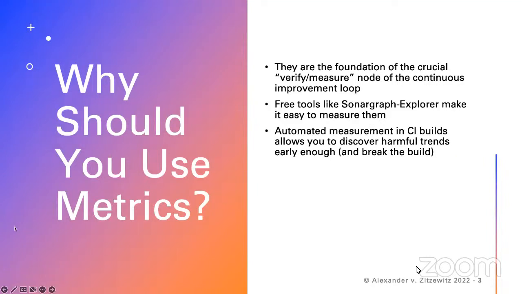So that's what we recommend, that you measure metrics and rules in your CI builds so that you are able to detect harmful trends early enough. And then, of course, as soon as you have metrics, you can use them to trigger events in your build. For example, if a metric goes under a certain value, you could break your build and say, hey, we need to do something about that metric.